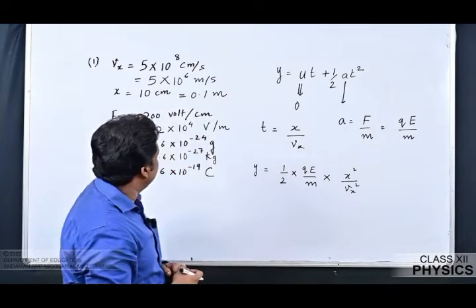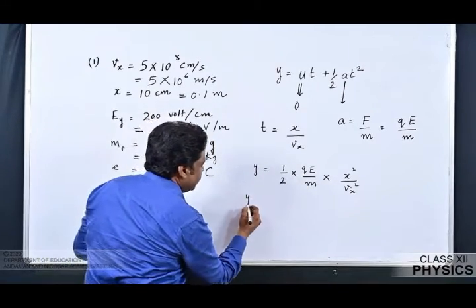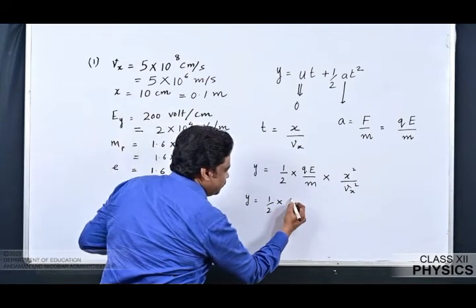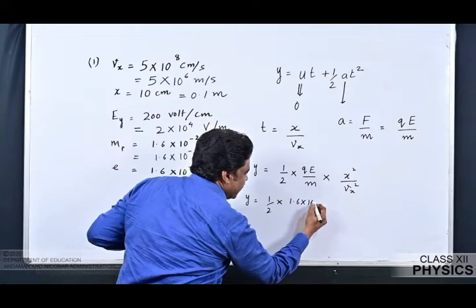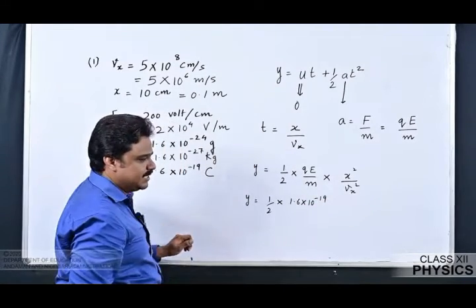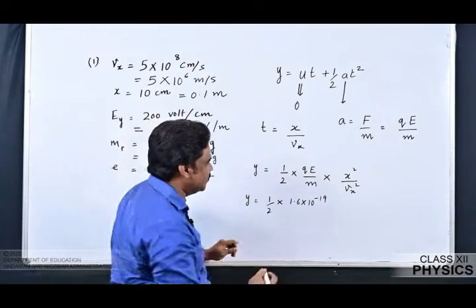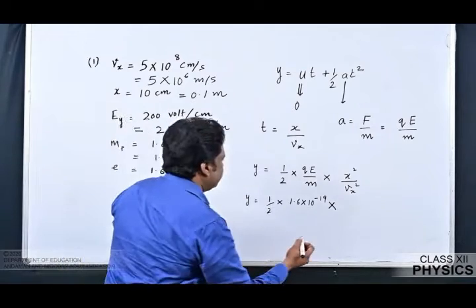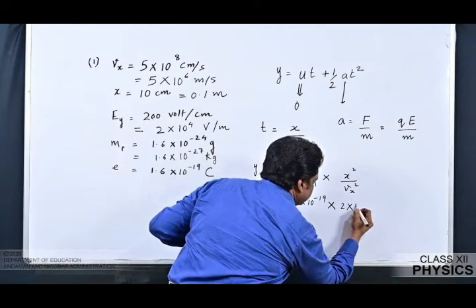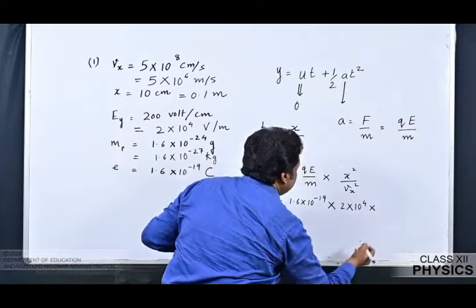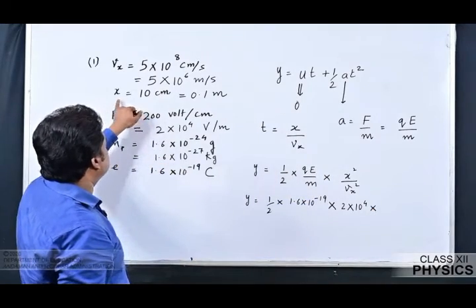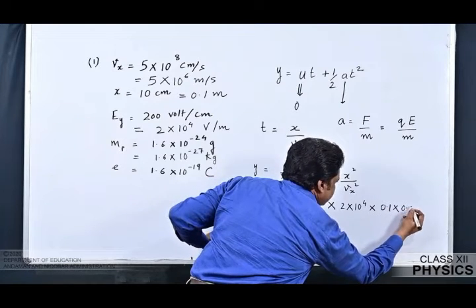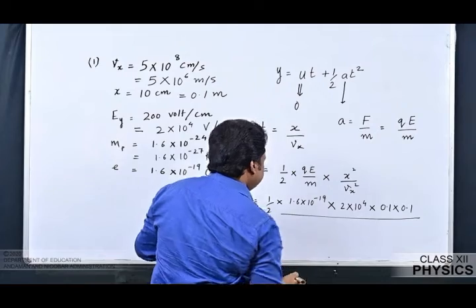So let us put all the values one by one. So y is equal to 1 by 2. What about the charge on the proton? We should know the charge on the proton is 1.6 into 10 power minus 19 coulomb. What is the electric field value? Electric field value is 2 into 10 power 4, into the displacement along the x-axis. x is equal to 0.1, and obviously it is squared. So I am writing 0.1 into 0.1.